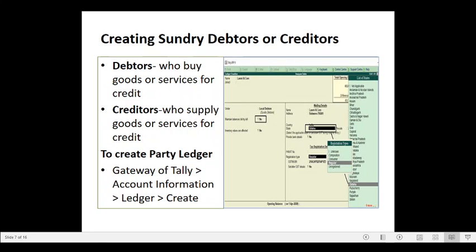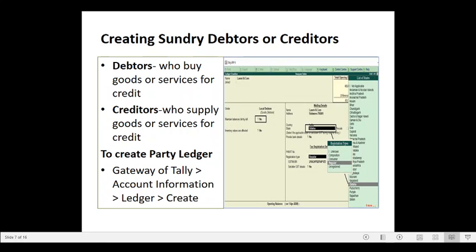Likewise, creditors are those who supply goods or services on credit basis. So whenever a company makes purchases or sells the goods or services, it is on the credit basis also. So there the question of sundry debtors and creditors arises. Now let's understand how to create these accounts.